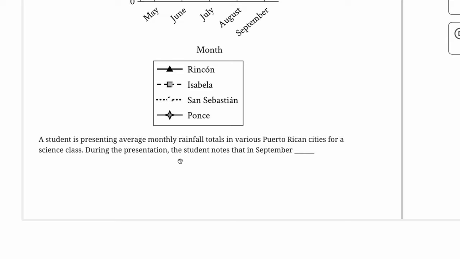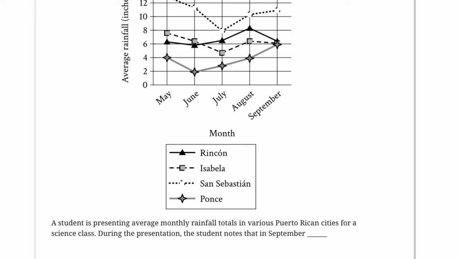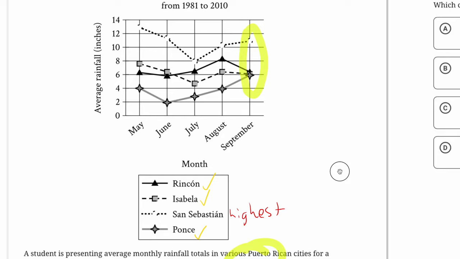A student is presenting average monthly rainfall totals in various Puerto Rican cities for a science class. The student notes that in September, what do we see? Well, the main thing that stands out about September here is that three of these, this one, and this one, are all really similar, and that's the highest. So San Sebastian had the highest.